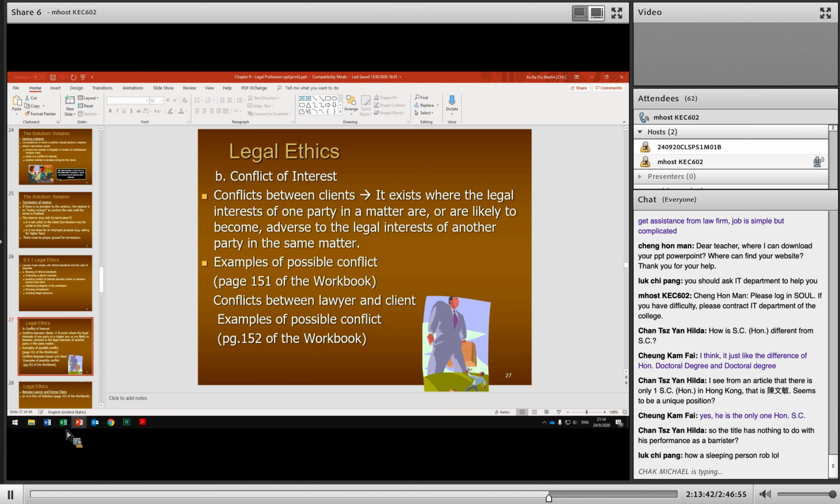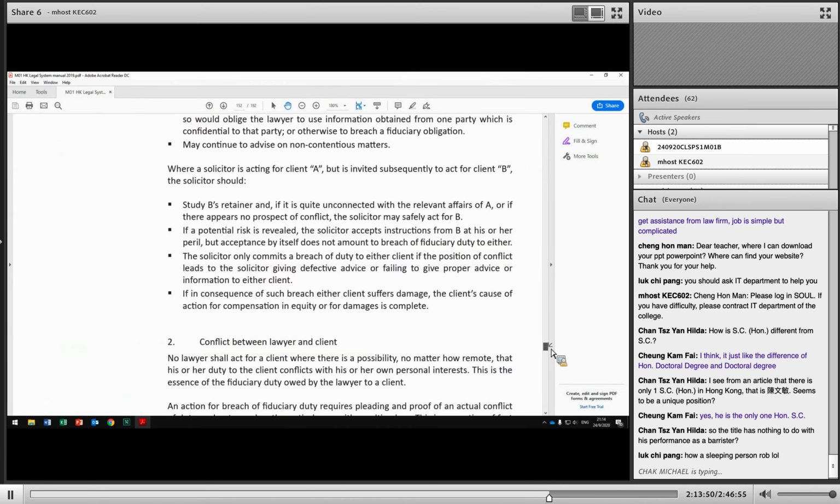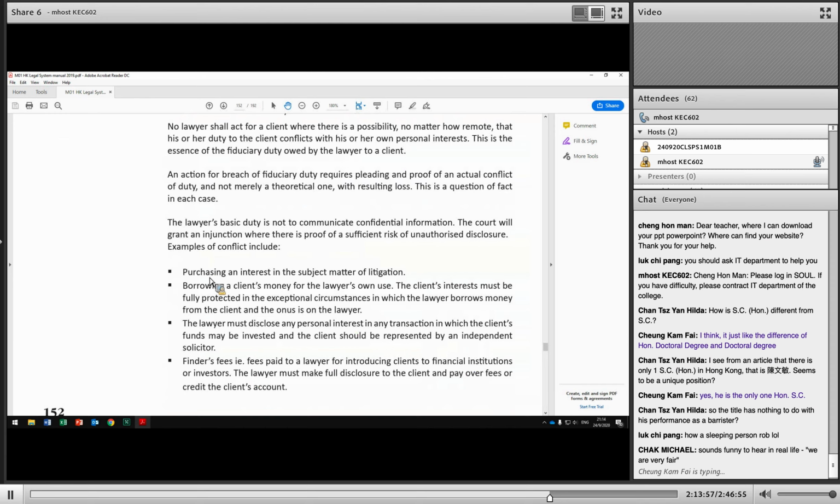The next one is conflict between lawyer and client. We go to page 152. This one is a conflict involving, for example, purchasing an interest in the subject matter of the litigation. For example, if a lawyer is acting for the client in a litigation and the case is about the title of a property, and the lawyer wants to buy that property, there will be conflict. Okay? Why? If he can buy the property, he may have the incentive to say something bad about the property. He may tell the client the title defect is very serious. No one will buy your property. Right? You can never sell the property to anyone because there's a title defect.